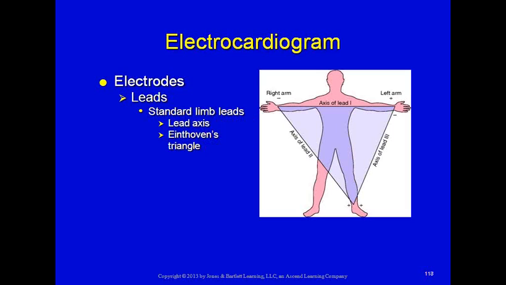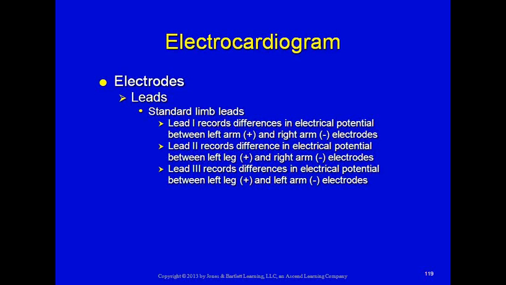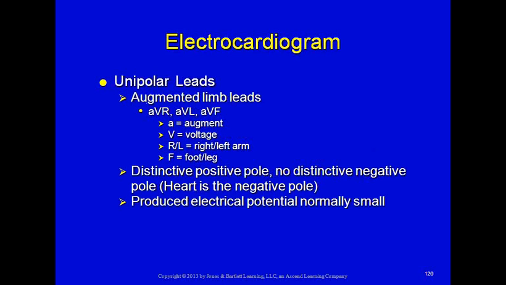It starts up in the atrium and goes down to the ventricles. So lead 2 gives us our best picture of our complexes. Okay? So with our leads 1, 2, and 3, lead 1 records differences in electrical potential between a positive and a negative. Lead 2 records the difference in electrical potential between the left leg and the right arm. Lead 3, the differences in electrical potential between the left leg and the left arm.